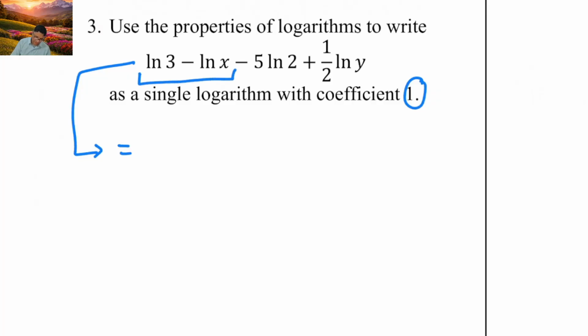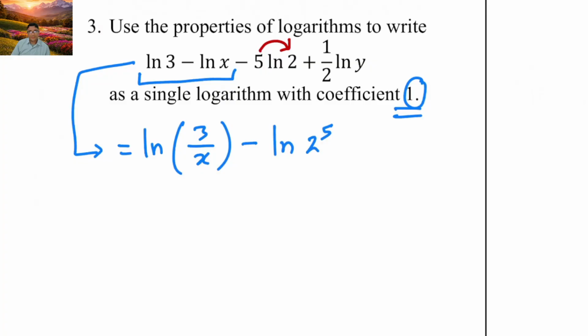Let's say I combine these two first. That would be ln 3 over x, right? The quotient rule. Minus. We want to have the coefficient 1. So this coefficient 5 here, I made 1 to take it inside the natural log in the argument. So that would be the power rule, right? 2 to the 5. For clarity, let me put parenthesis, so there is no ambiguity.